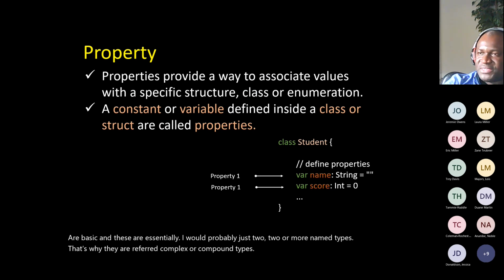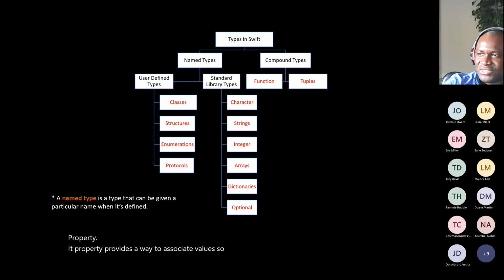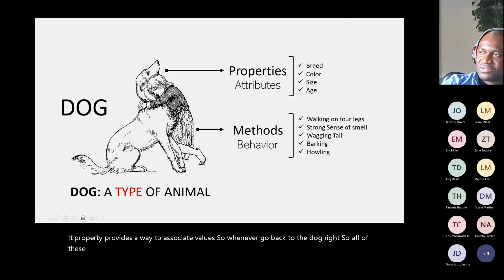So, property. A property provides a way to associate values. Go back to the dog, right? All of these are properties of the dog: breed, color, but they don't tell us anything by themselves.